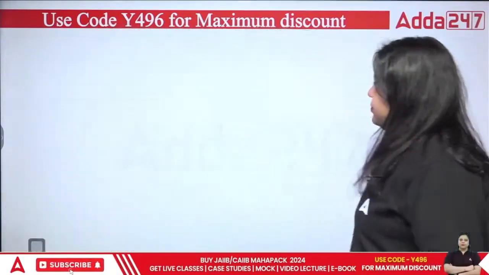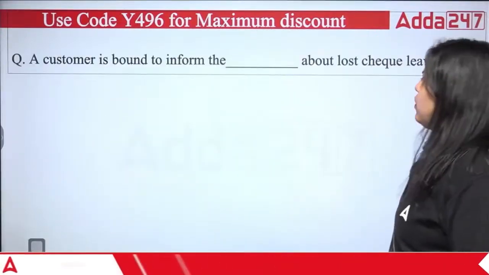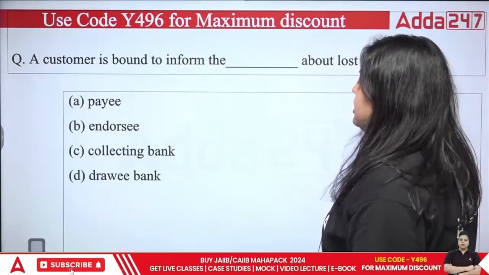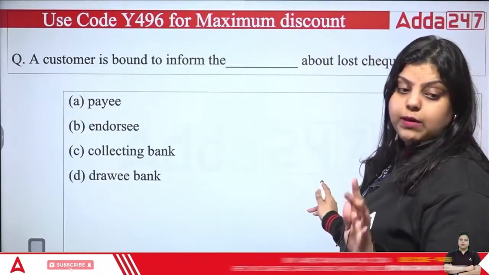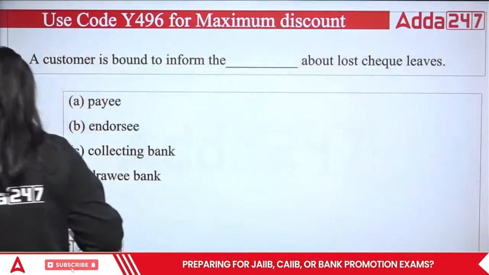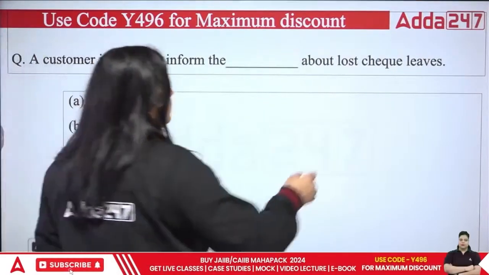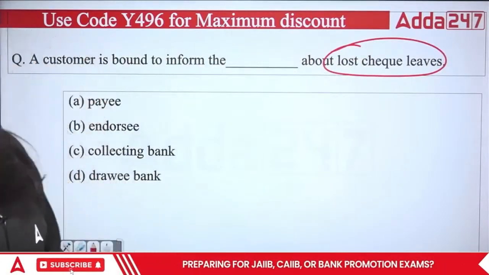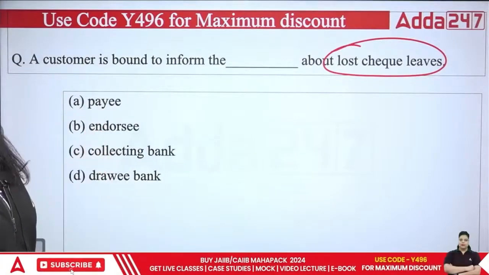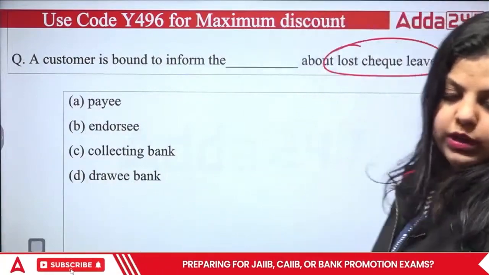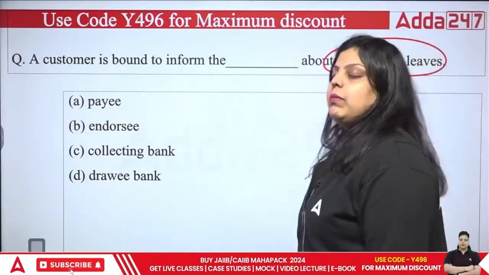Okay. Next. The second question is: a customer is bound to inform the dash about lost check leaves. Options: the payee, the endorsee, the collecting bank. So you have to answer to whom the customer has to inform. If you have a checkbook and you have lost certain leaves, to whom do you have to inform that, so that no fraud or forgery is done? So it should be informed by a customer to whom?